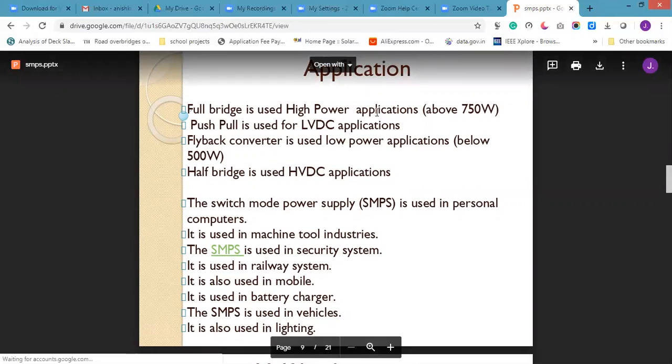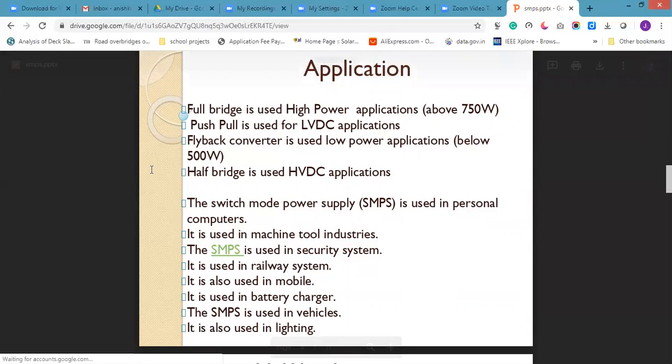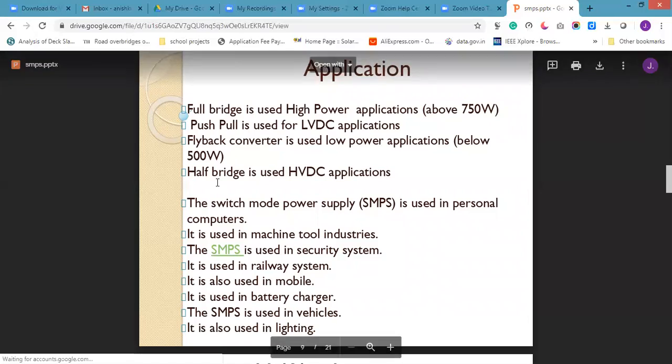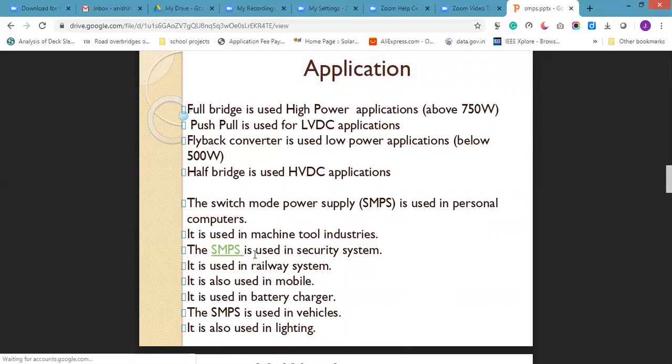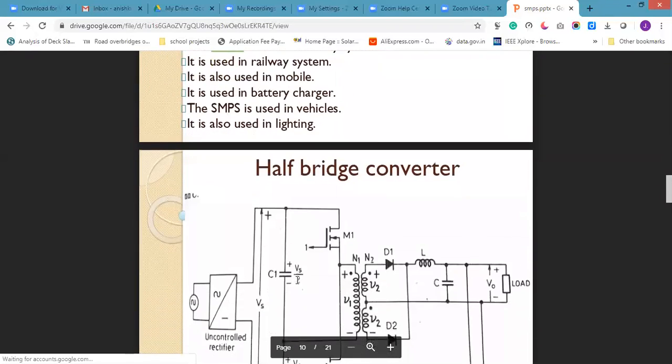Full bridge is used for high power applications above 750 watts. Push-pull is used for LVDC, low voltage DC applications. Flyback converter is used for low power applications below 500 watts. Half bridge is used for high voltage DC applications. It is used in computers, security systems, machine tools, railway systems, mobile phones, battery chargers, vehicles, and for lighting purposes, etc. These are some applications of SMPS.